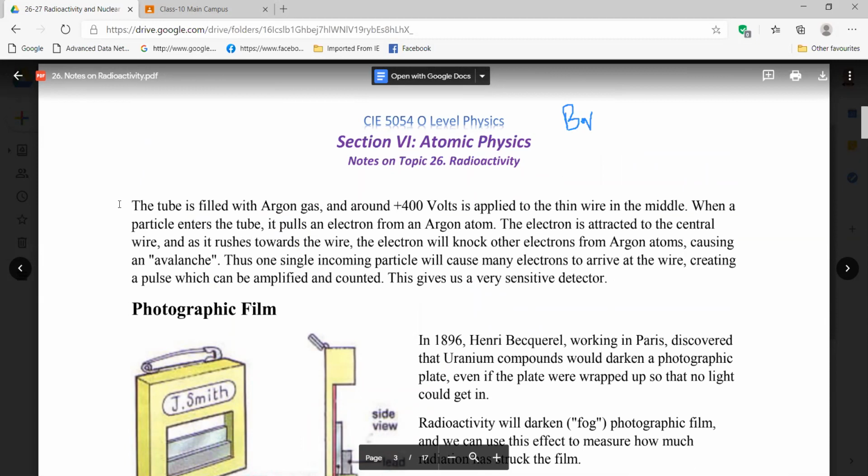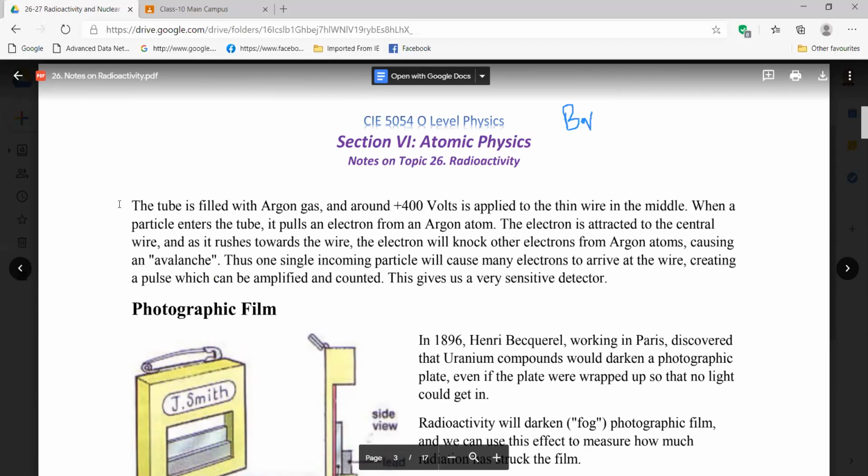The tube is filled with argon gas and around plus 400 volts is applied to the thin wire in the middle. When a particle enters the tube, it pulls an electron from an argon atom. The electron is attracted to the central wire, and as it rushes towards the wire, the electron will knock other electrons from argon atoms, causing an avalanche. Thus, one single incoming particle will cause many electrons to arrive at the wire, creating a pulse which can be amplified and counted. This gives us a very sensitive detector.